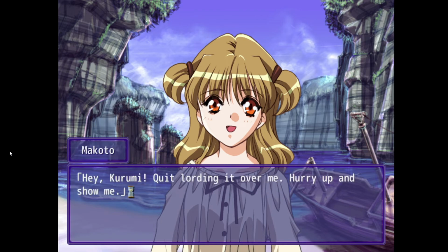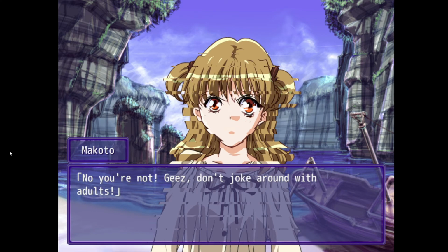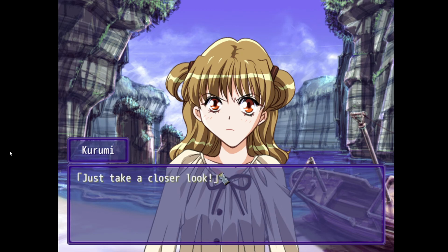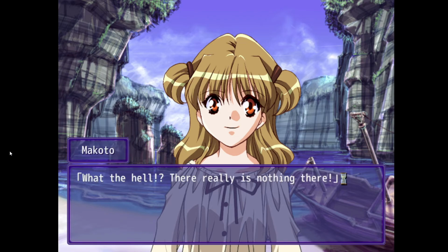Hey Kurumi, quit lording it over me. Hurry up and show me. Huh? But Kurumi is showing you, right? No, you're not. Jeez, don't you joke around with adults. Kurumi's not joking around. Just take a closer look. Closer? Yeah. Kurumi thrusts her palm right in front of my eyes while nodding. Firmly stare at her palm. There really is nothing there.